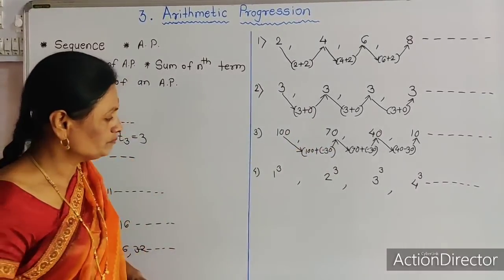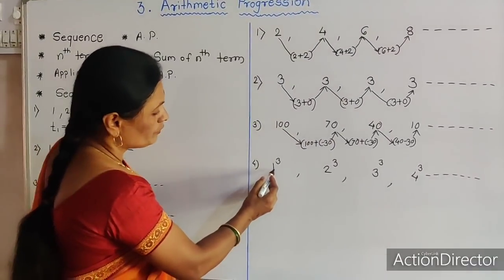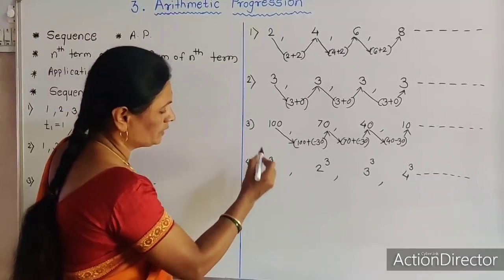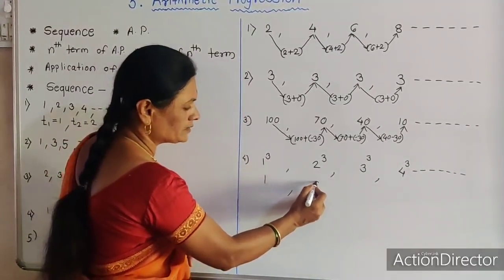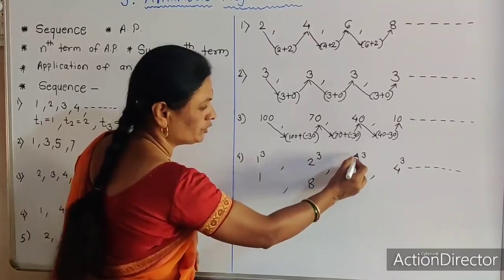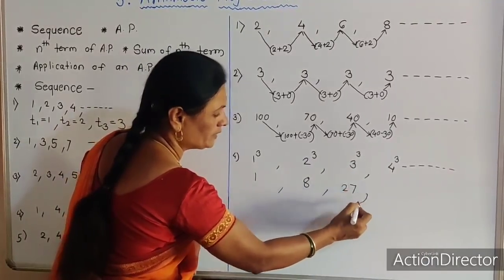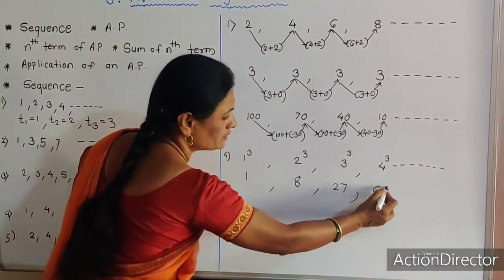Here 1 cube means 1, 2 cube that is 8, 3 cube that is 27 and 4 cube is 64.